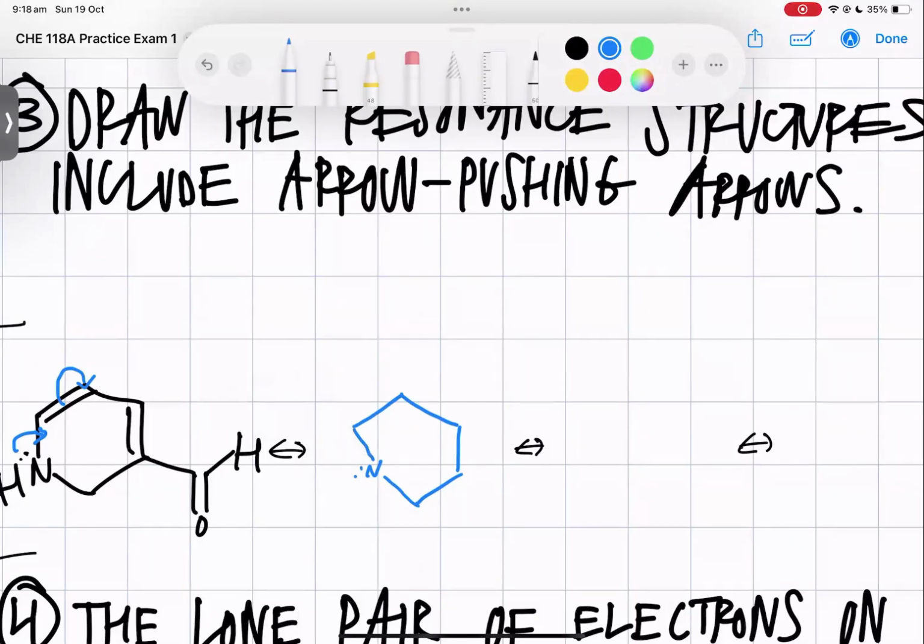And then we put that arrow there, so it would be a double bond. One, 2, 3, 4, 5, 6. There. Negative charge there. That will be a resonance structure.